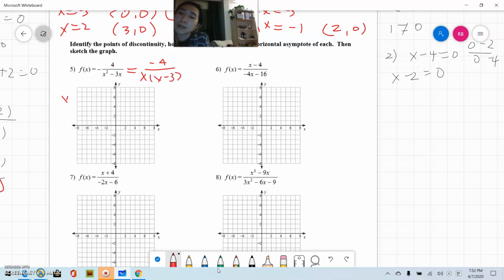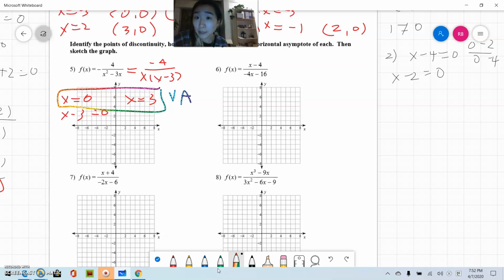So then the vertical asymptote has to be either x equals 0 or x minus 3 equals 0. So x equals 3 would be my vertical asymptote. There will be no zeros because -4 cannot equal 0. There will be a horizontal asymptote at y equals 0 because the degree of the denominator is greater than the degree of the numerator. Okay? That's it. Let's look at this one.